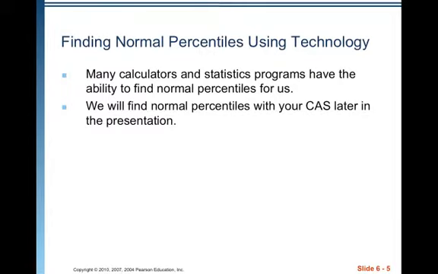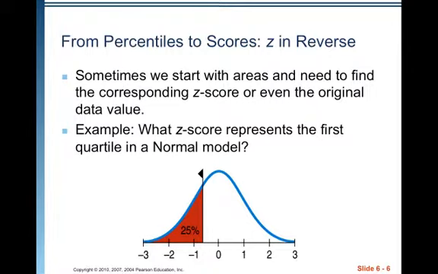Many calculators and statistics programs have the ability to find normal percentiles for us, and we will find normal percentiles with your CAS later in this presentation. Sometimes we start with areas and need to find the corresponding z-score or even the original data value. For example, what z-score represents the first quartile in a normal model, where the first quartile is the cutoff point for the lowest 25%? So the area to the left of the first quartile is going to be 0.25 or 25% of that area of 1.